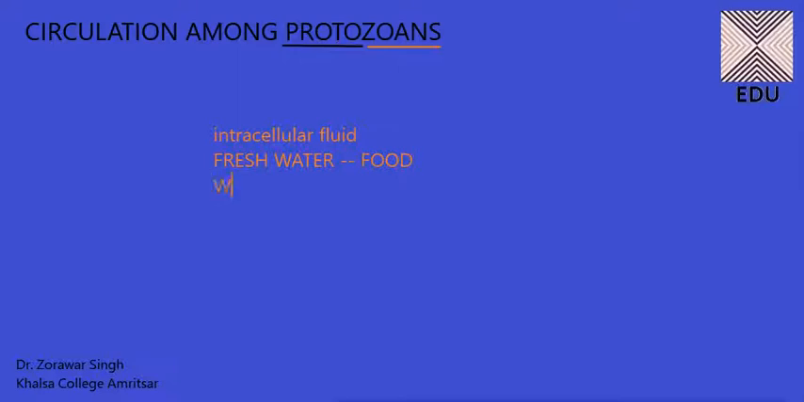Now what about the waste products? They are again given out into the water. The main waste product in protozoans is ammonia, NH3. It is directly given into the fresh water and excreted out simply. So there is no role of an excretory system as such in protozoans.